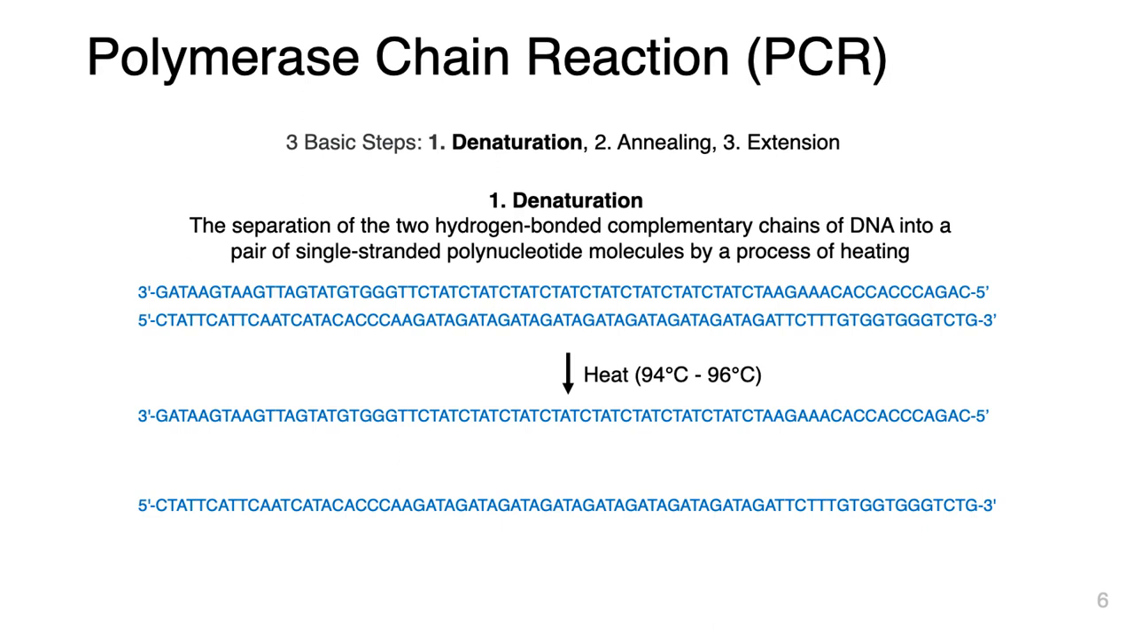Now that we've been reminded what a DNA strand is, we'll talk about the polymerase chain reaction. There are three basic steps to PCR. The first one is denaturation, and this is when you have the separation of two hydrogen-bonded complementary chains of DNA into a pair of single-stranded polynucleotide molecules. This occurs by the process of heating. So in a PCR reaction, the first thing you do is to denature your DNA at 94 to 96 degrees.